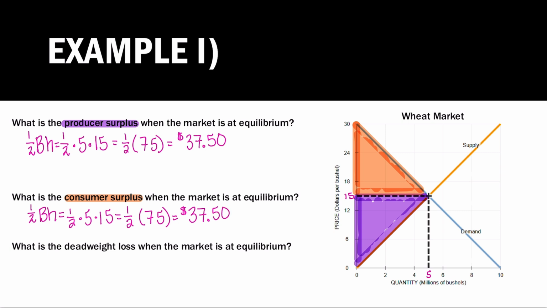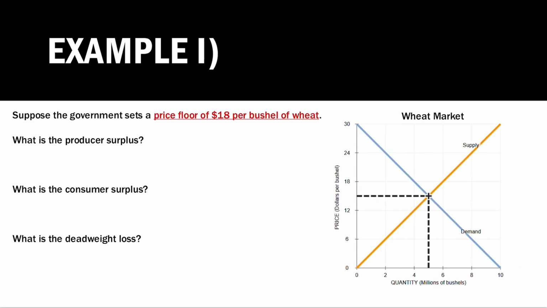What is the deadweight loss when the market is in equilibrium? There's no deadweight loss when a market is in equilibrium. So then we have one, and it says, suppose the government sets a price floor of $18 per bushel. So that means instead of our price being 15, our price is going to be 18.